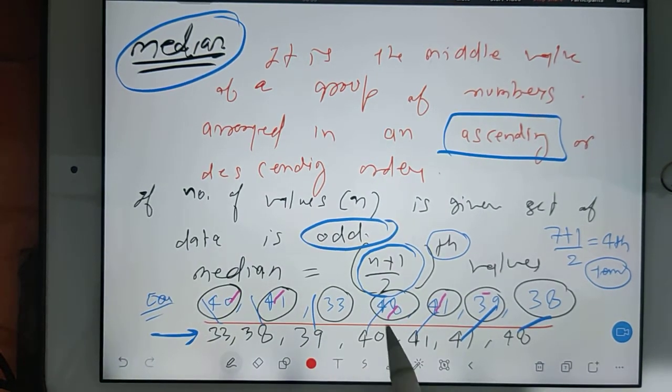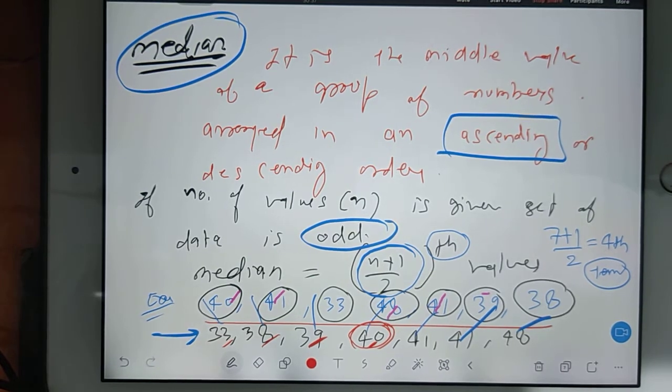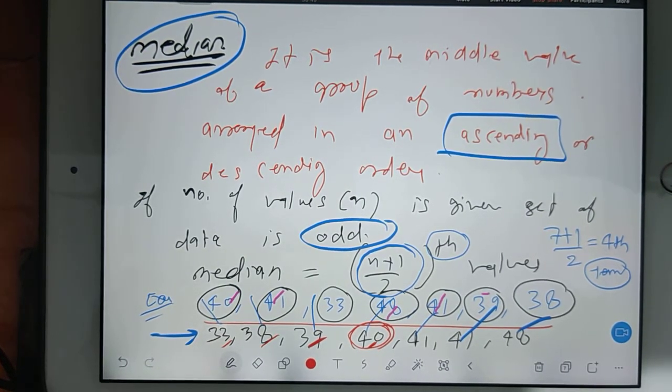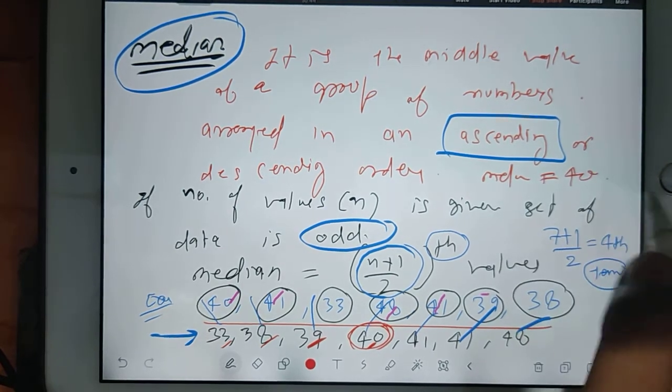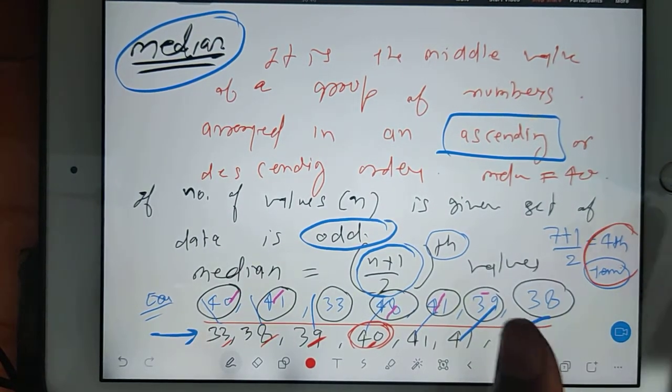So fourth term means 40. 1, 2, 3, 4, 40. 40 will be your median. So median is 40. You just mention here. Median is equal to 40. What is this 4 here? 4 is the location of the median.